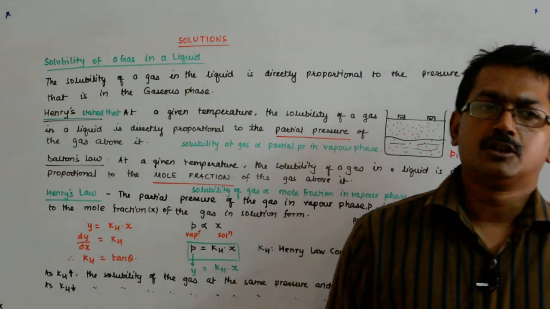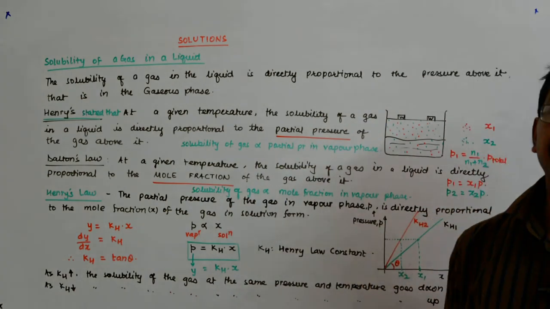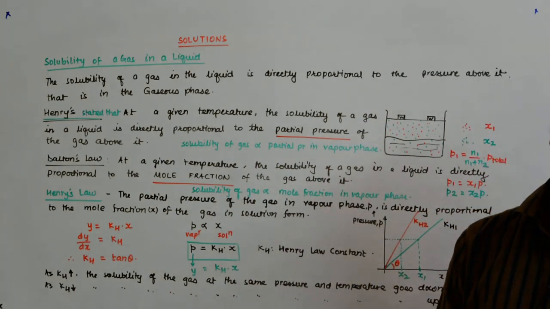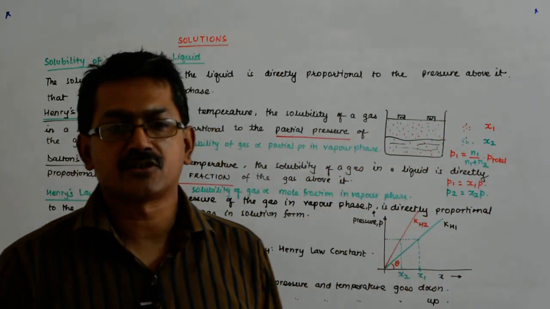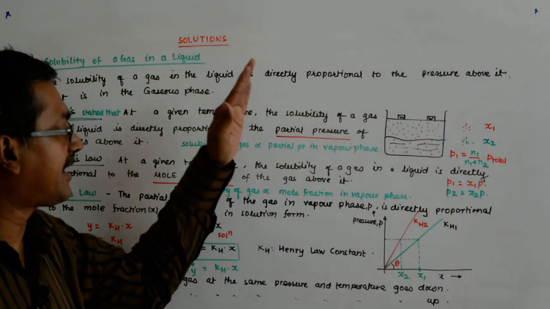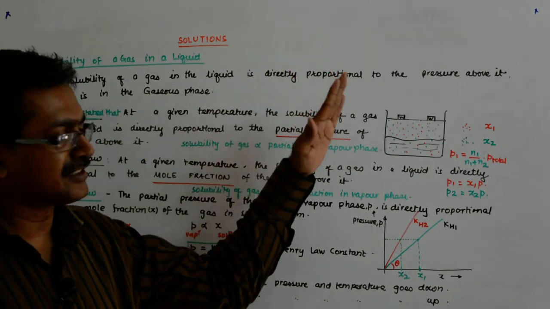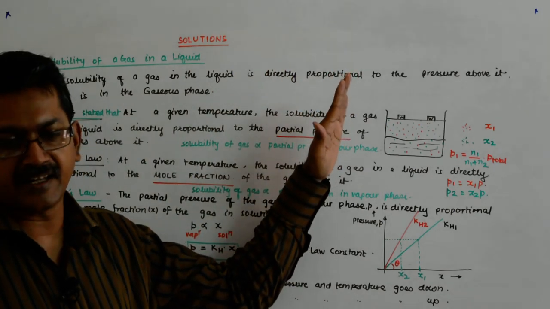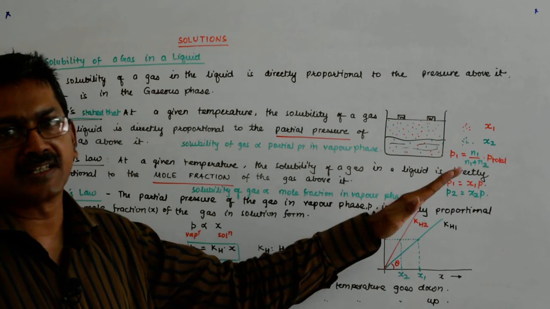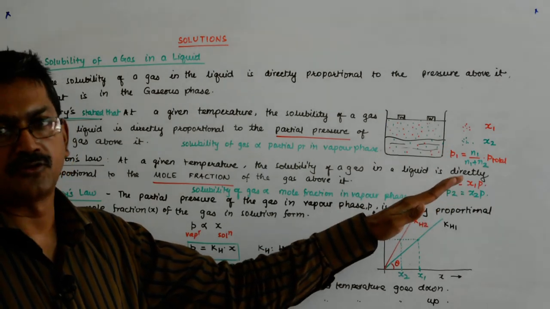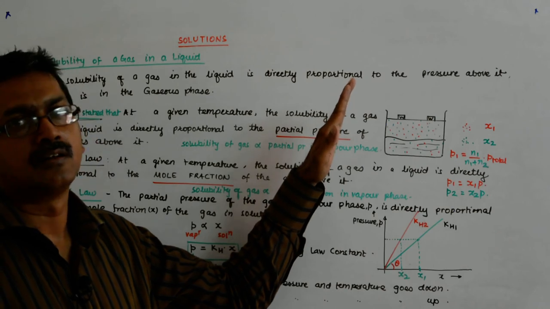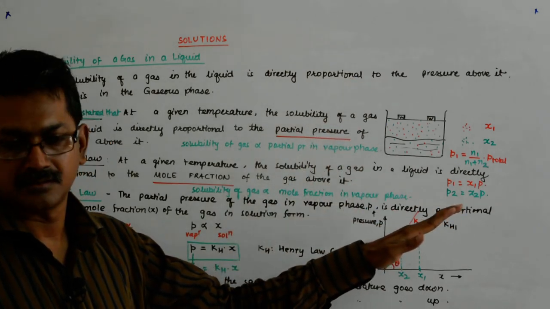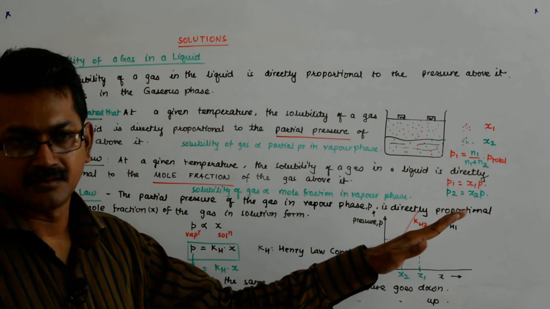Now, if the solubility is supposed to be increasing with the temperature, it means the value of KH will start reducing with the temperature. And since the slope is the value of KH, its slope starts going like that. So for the same gas, if I increase the temperature, it goes like that. You understand?